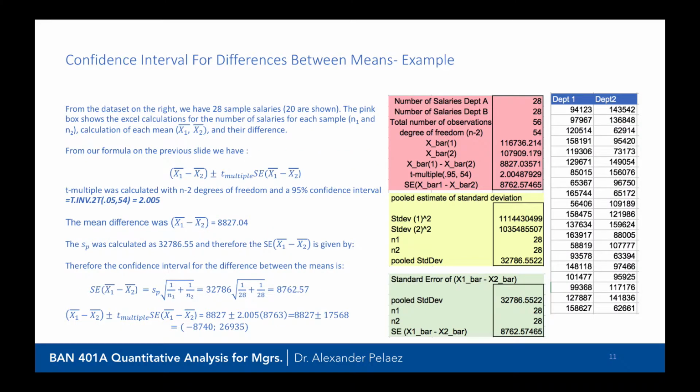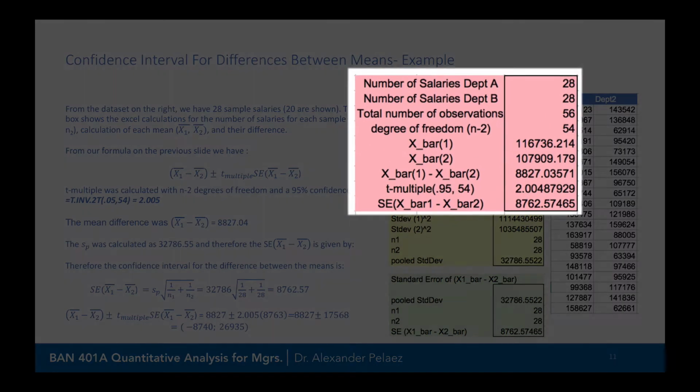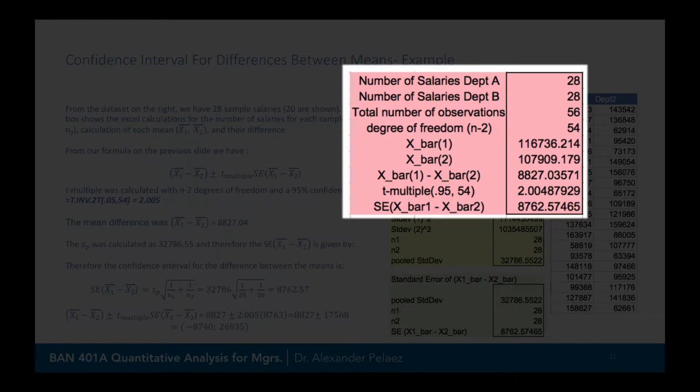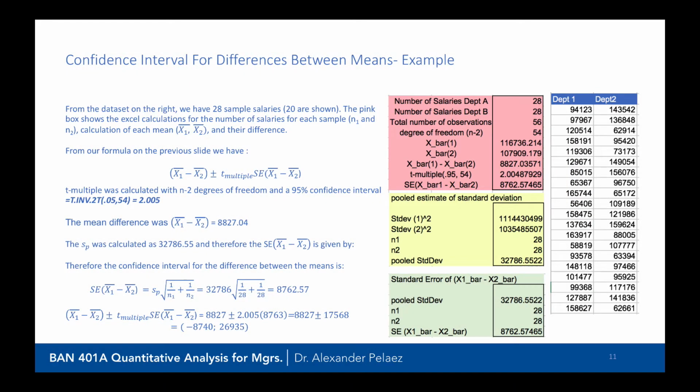So let's take a look at an example here. On the right, we have 28 sample salaries, 20 are shown. The pink box shows the Excel calculations that were done for each of the samples, N1 and N2, Department A, Department B. And we calculate each mean, which is x1 bar and x2 bar, and their difference, which is x1 bar minus x2 bar.